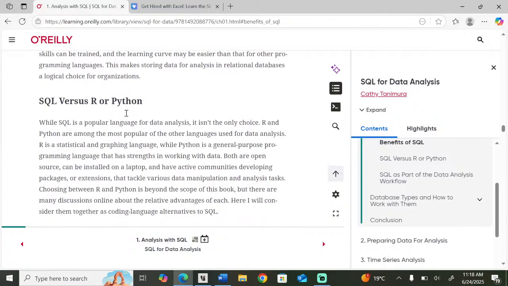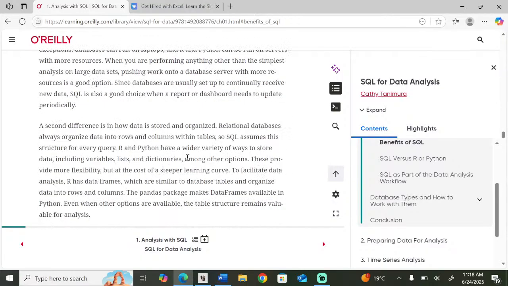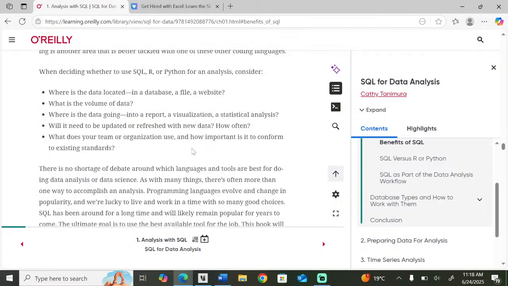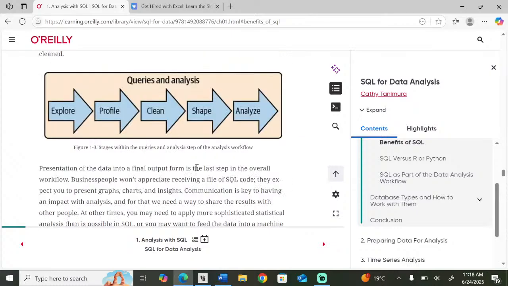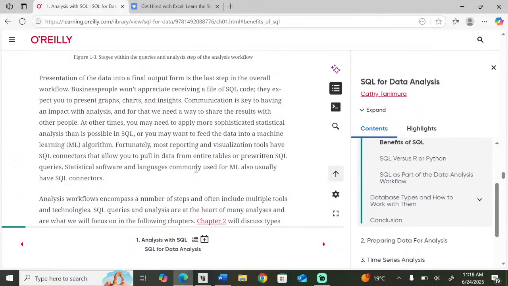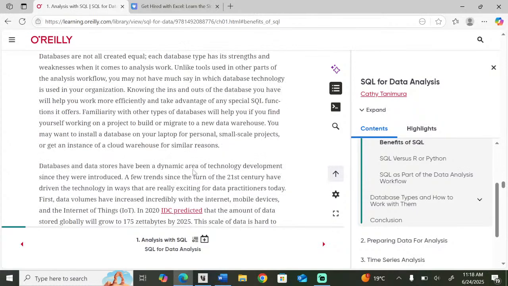This is a comparison between SQL and Bash and Python. We're trying to compare which one is better, SQL or Python. We can skip this for now because it is not that important. I think after this we are going to start the book.